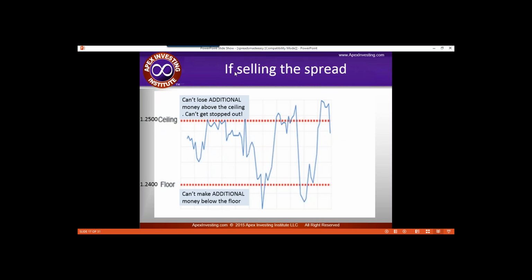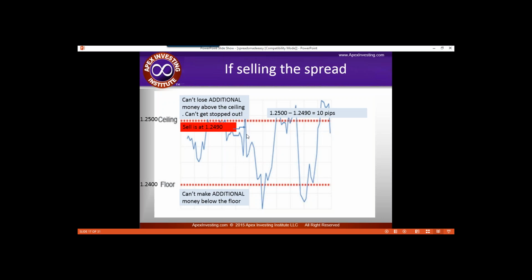So let's say that I'm selling a spread. Okay, well, if I'm selling, I think the market's going down, right? So in this example, I'm going to sell a spread. And let's say I get into it right here at 1.2490. Okay, well, I can't lose additional money above the ceiling, and I can't get stopped out. I can't make additional money below the floor and won't get stopped out.